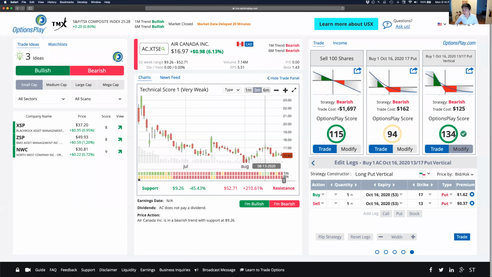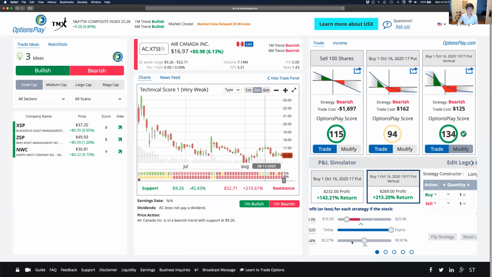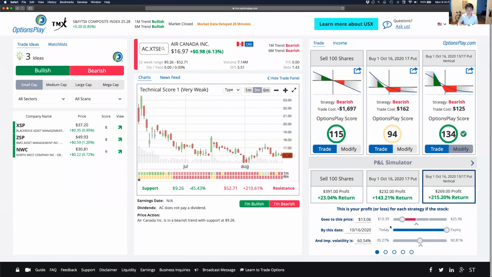How can you determine whether IV is high or low? You don't really, it's all relative. 60% is high right now for AC compared to where it was 2 years ago, but there really isn't such a thing as high or low. It's just, is it higher or lower than where it was yesterday or a month ago, or whatever time frame is relevant for your trading. It's all relative.